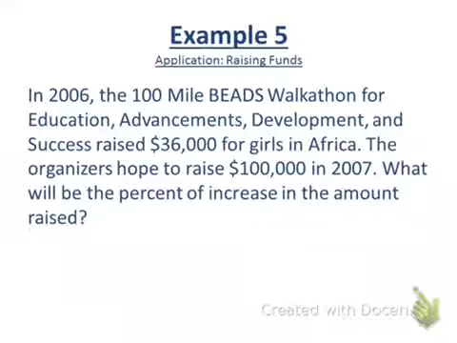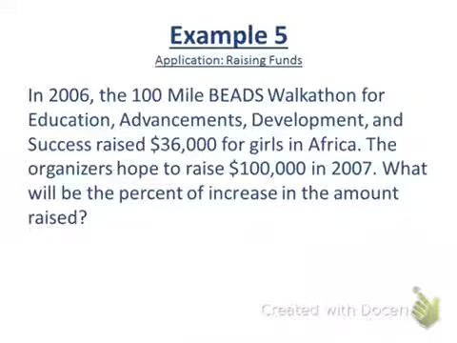In 2006, the 100-mile Walkathon for Education, Advancement, Development, and Success raised $36,000 for girls in Africa. The organizers hope to raise $100,000 in 2007. What will be the percent of increase in the amount raised?